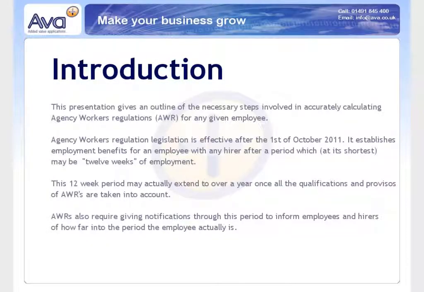This presentation gives an outline of the necessary steps involved in accurately calculating Agency Workers Regulations, or AWR, for any given employee. Agency Workers Regulation legislation is effective after the 1st of October 2011. It establishes employment benefits for an employee with any hirer after a period which at its shortest may be 12 weeks of employment. This 12-week period may actually extend to over a year. This is once all the qualifications and provisos of AWRs are taken into account.